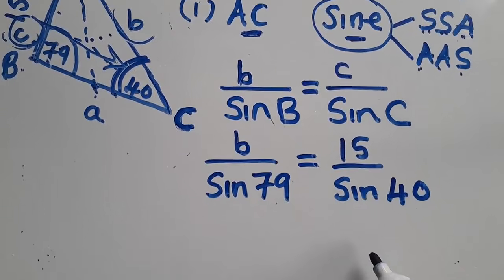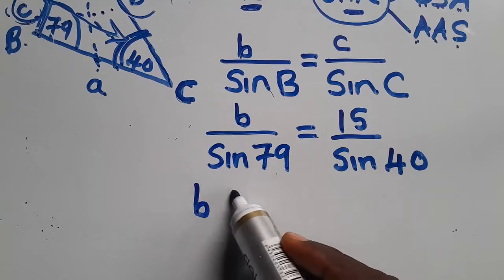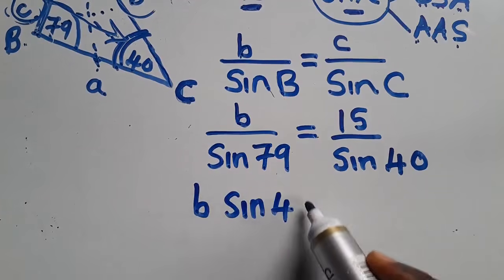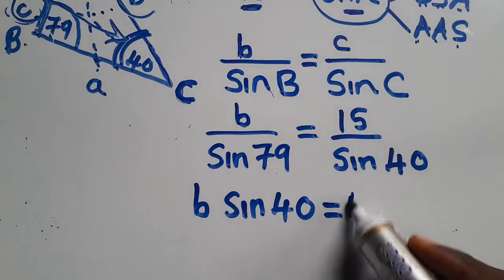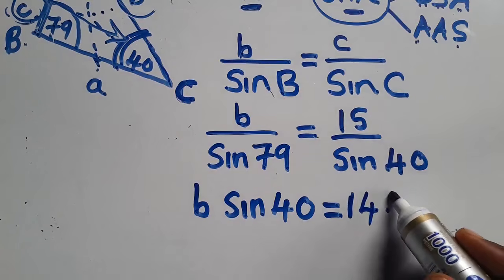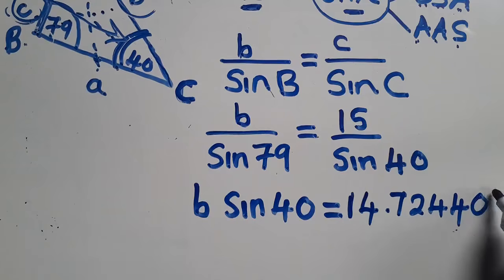From here, what are you going to do? You cross multiply. So B times sine 40, which is equal to, so you cross multiply here, 15 times sine 79. You press on your calculator. What is the answer? The answer will be 14.72447. This is your answer.